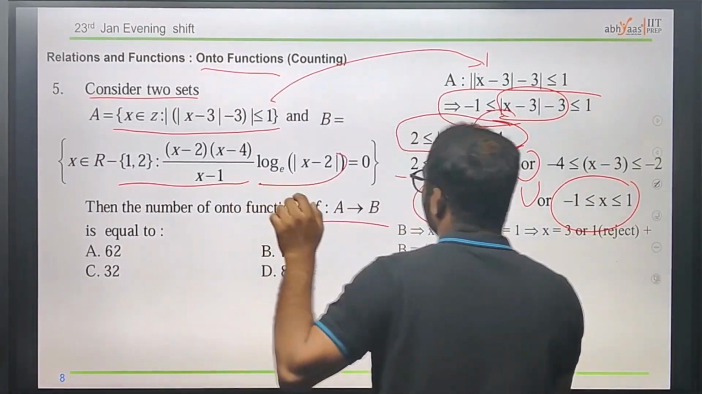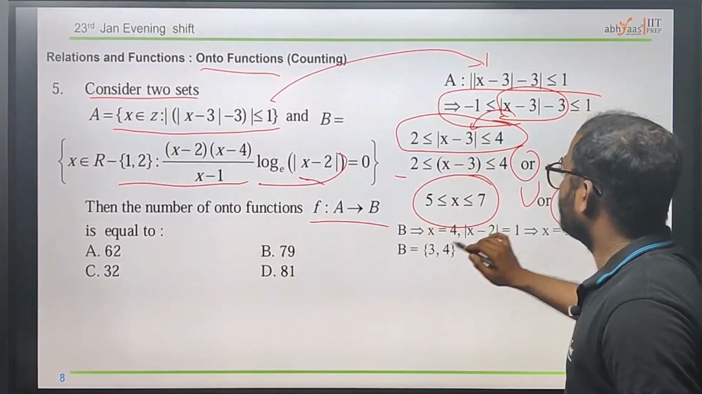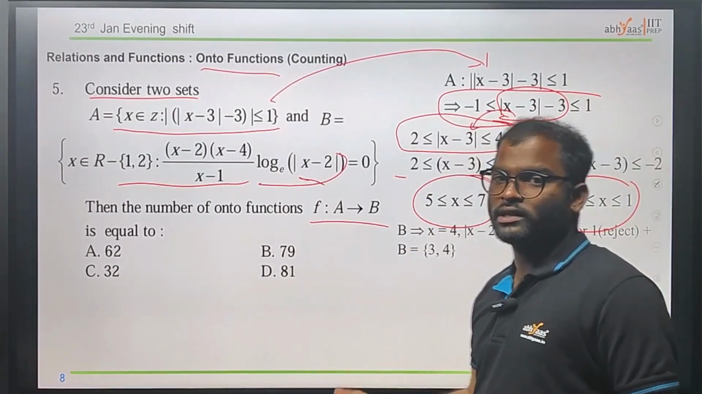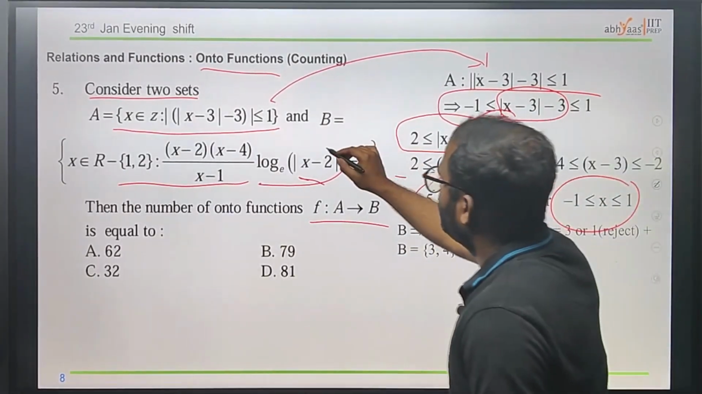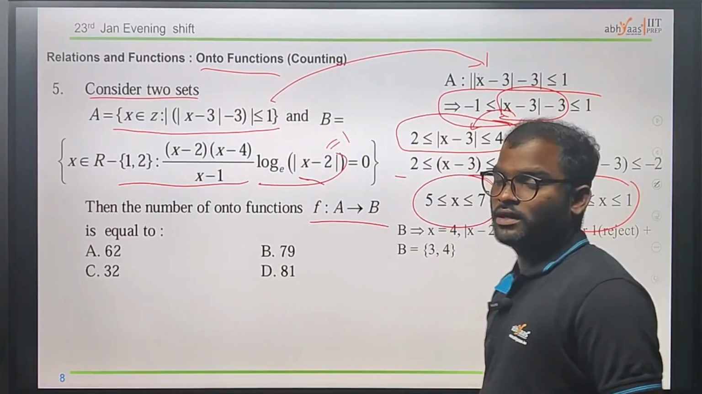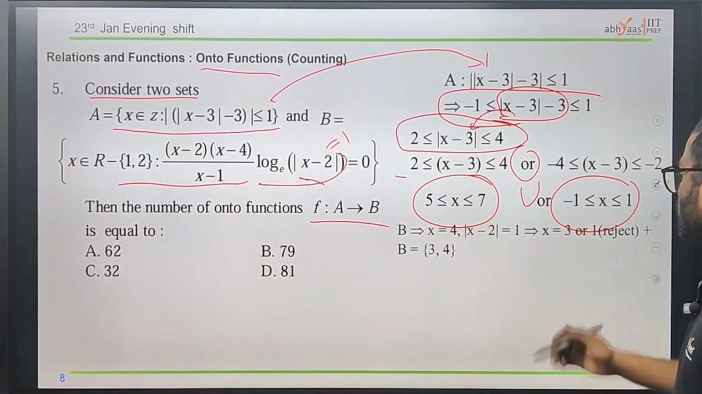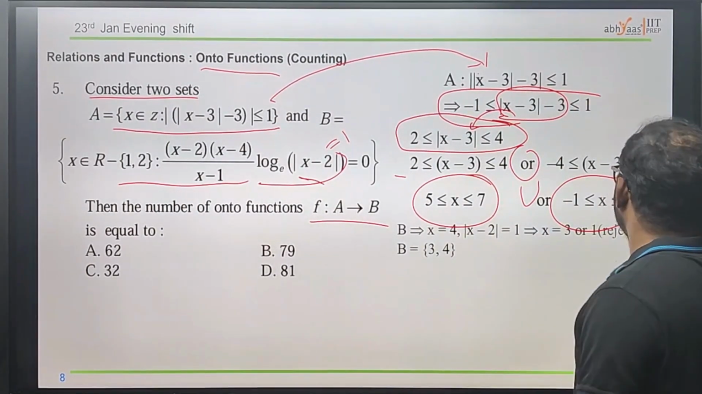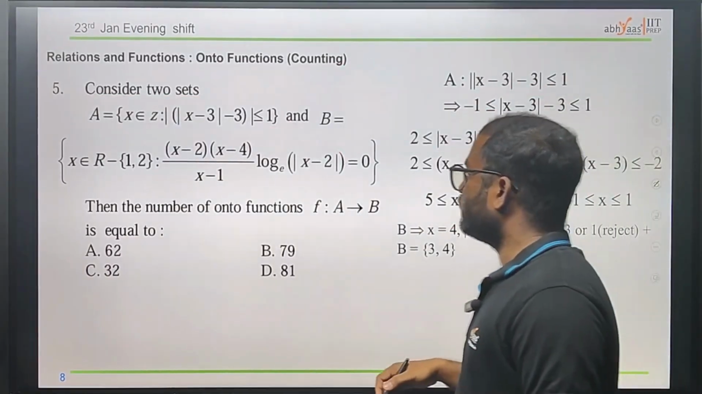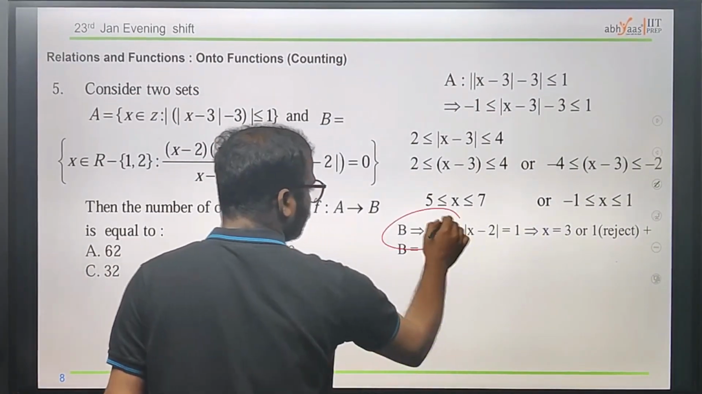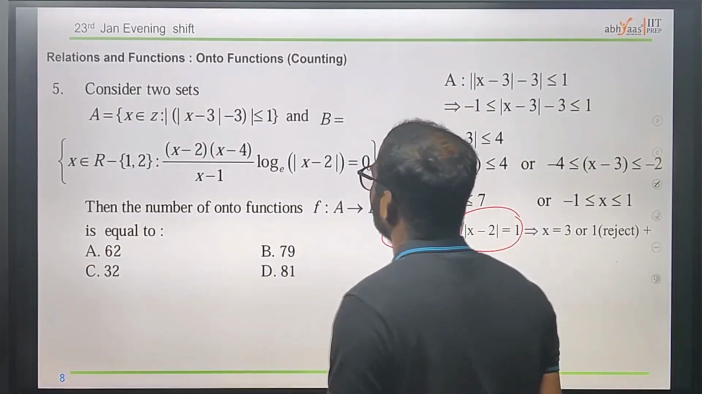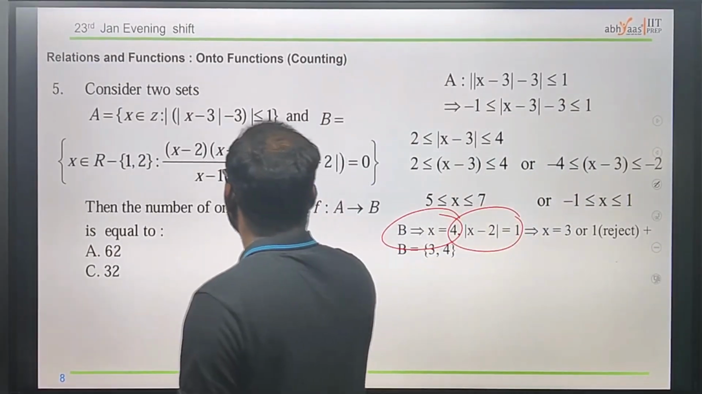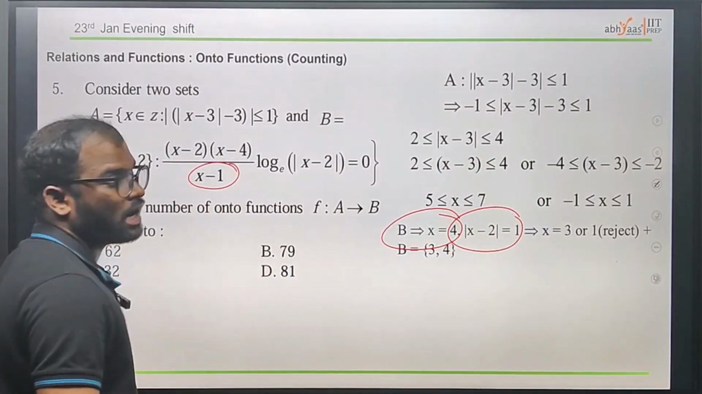In order to, if log 1 is equal to 1, it is equal to 1, that must be 0. For that reason we can take it as greater than 1 itself. Now here B equals x equal to 4 and x minus 2 is equal to 1. See here, if x is equal to 1, it will be undefined.